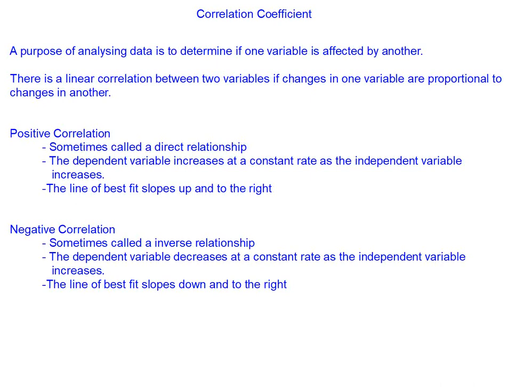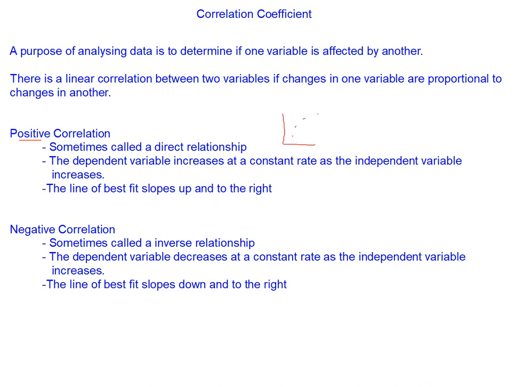We're going to focus specifically on linear relationships here, and we say that there's a linear correlation between two variables if the changes in one variable are proportional to the changes in another. We can have several different types of correlations. We can have a positive correlation, sometimes called a direct relationship. A positive correlation would look like this.